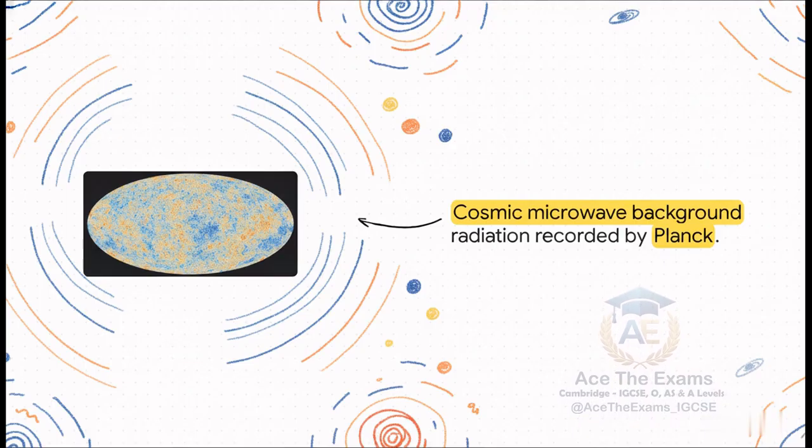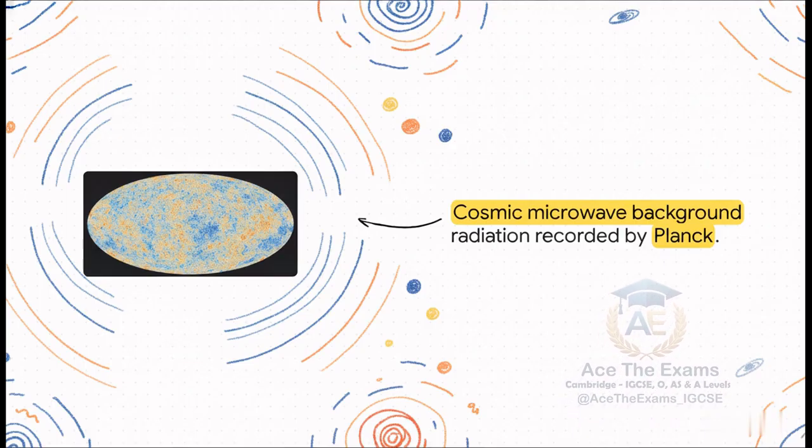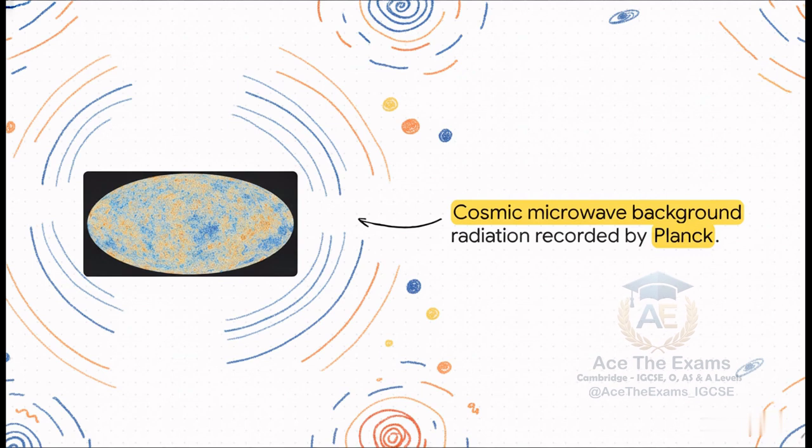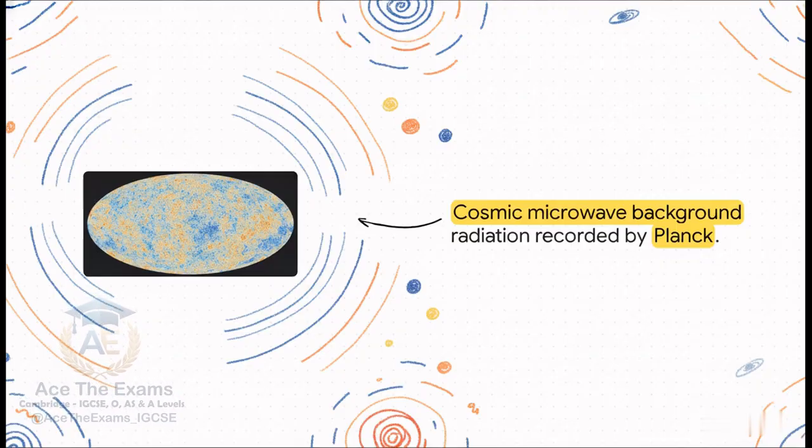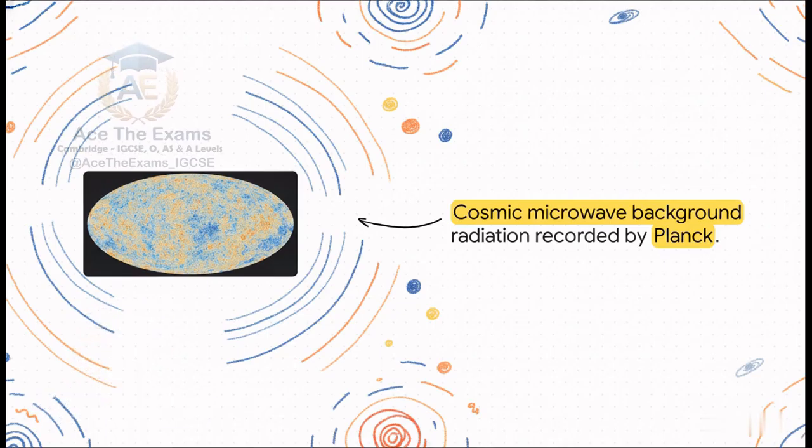What you are looking at here is literally the echo of the Big Bang itself. This is the cosmic microwave background radiation mapped by the Planck telescope. It's the residual heat from the initial massive explosion of the universe. Because the universe has been expanding for so long, this ancient, incredibly hot radiation has been stretched and redshifted all the way down into the invisible microwave spectrum. And it is absolutely everywhere we look in the sky.